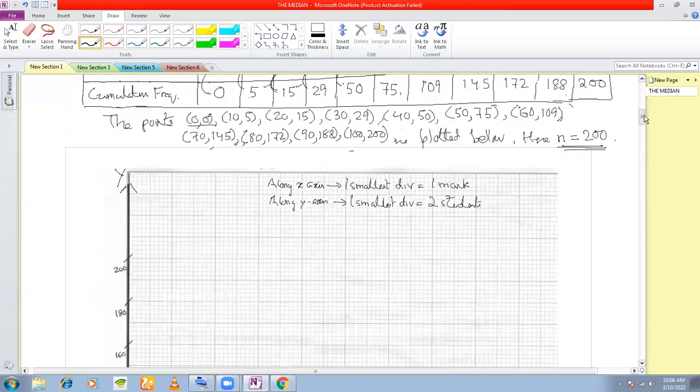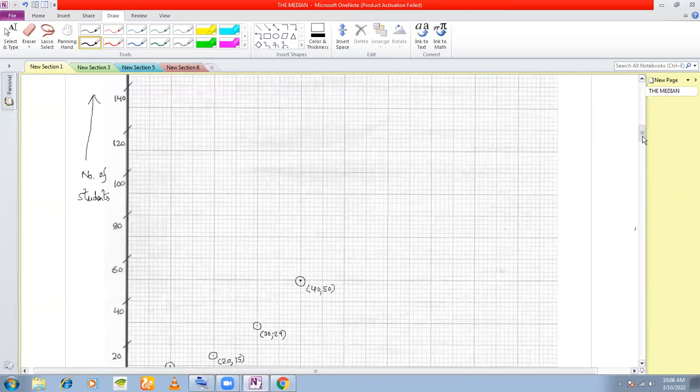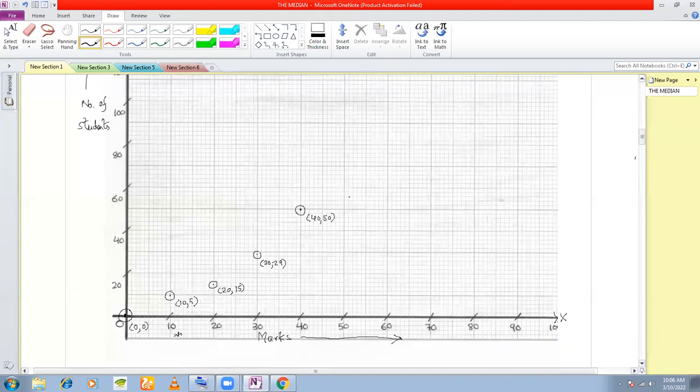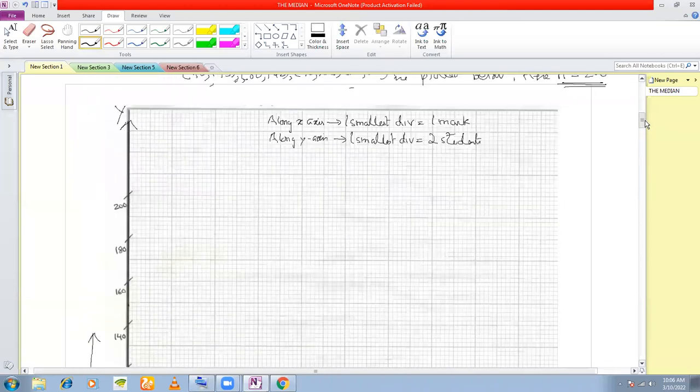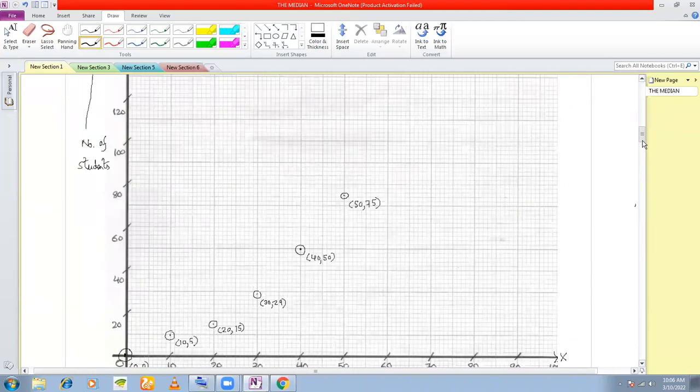Right, next point after 40, 50 is 50, 75. So 50 and now you start moving vertically above 50. You have to reach 70. So this point is your 70. So 75 will be here. Right. So this is 50, 75.